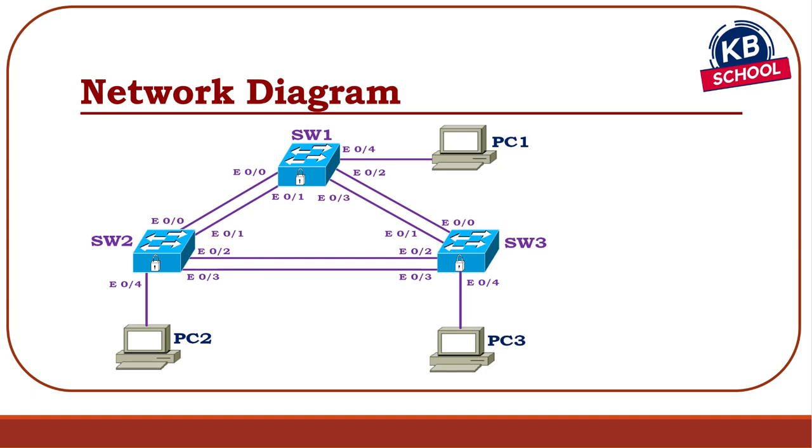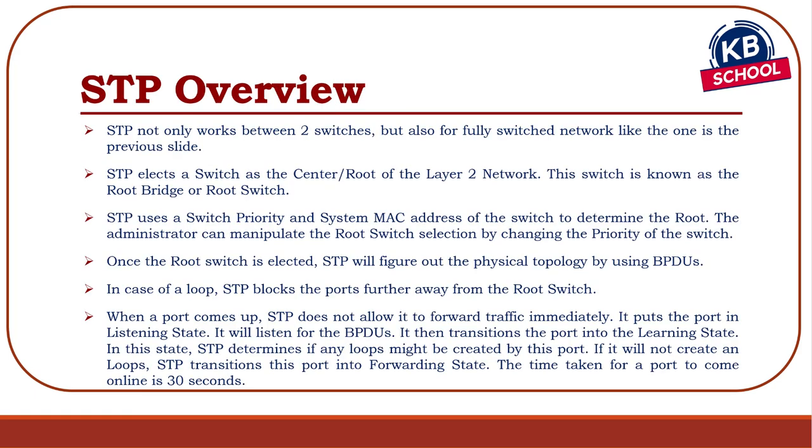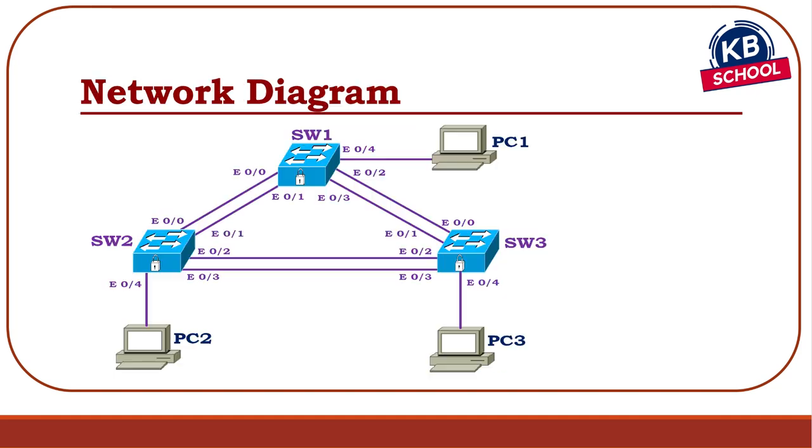So how does it do it? Let's take a look. So not only does it block between the two ports between two switches, STP also blocks it in the entire network. How does it do it? How does it know which ports to block? In this particular environment, what STP does first is set the center of your network. The center of your network is called the root.